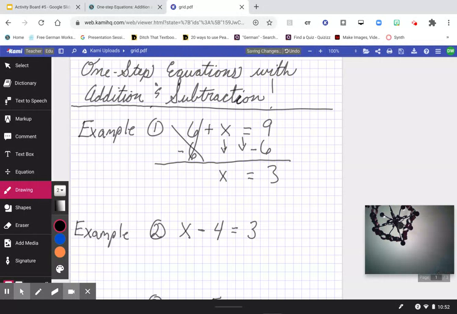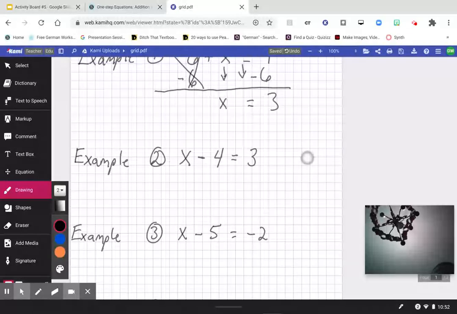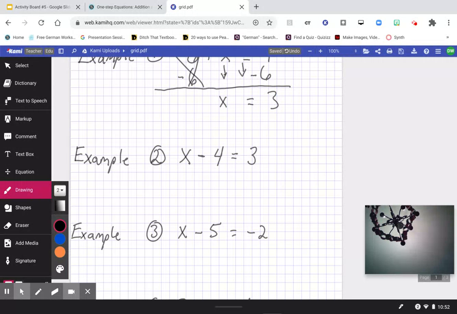And if we wanted to test that, it would be super easy. We could do it in our heads. If x equals 3, 6 plus 3 is indeed 9, and 9 equals 9. So we know our equation is balanced.